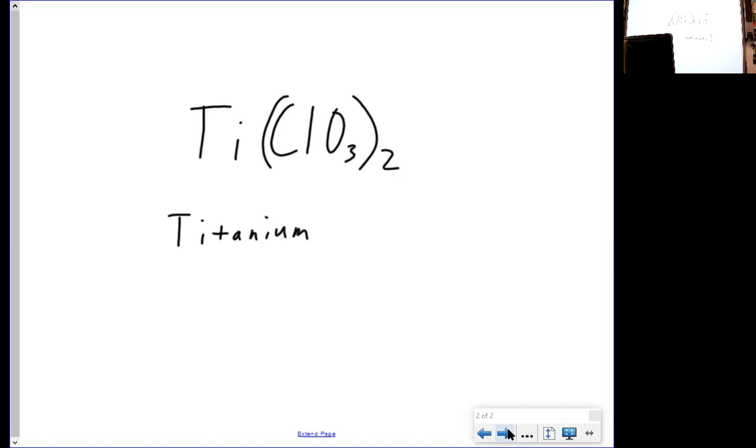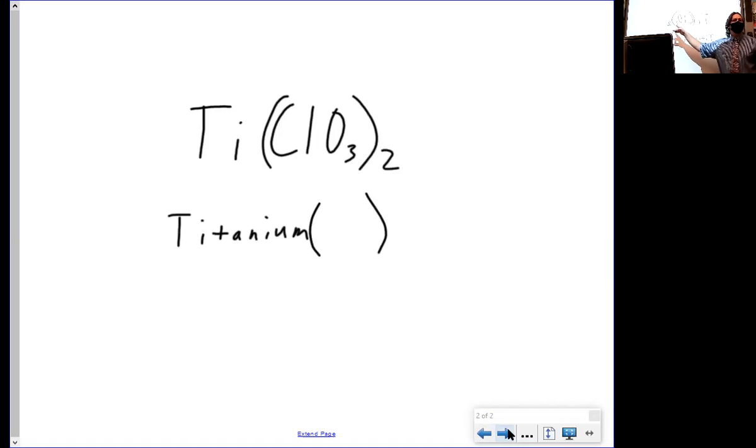Group 4. In the middle. What do we not know about the middle? They're weird because we don't know their charges. Very good. Since I don't know their charges, what am I going to have to write with titanium? A parentheses for a Roman numeral. Excellent. So let's put that parentheses up there, and let's come back and get that Roman numeral.